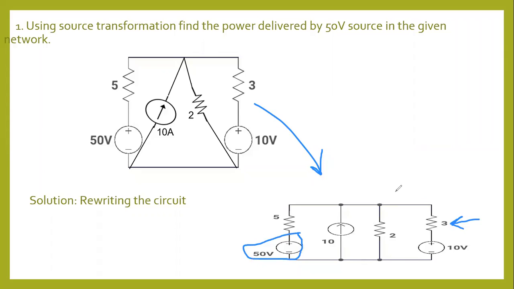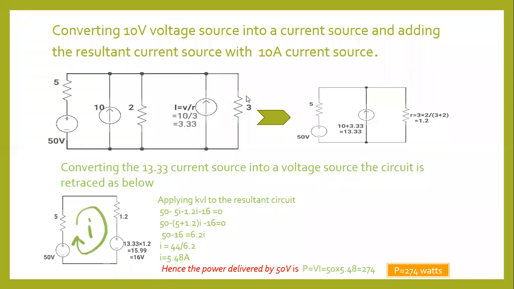The first thought that comes to our mind is that the given 10 volt voltage source is there, so I can transform that to a current source. Once we have transformed the voltage into a current source, the formula is I equals V by R. V here is 10 and R is 3, and 3.33 amps is the current source we got.